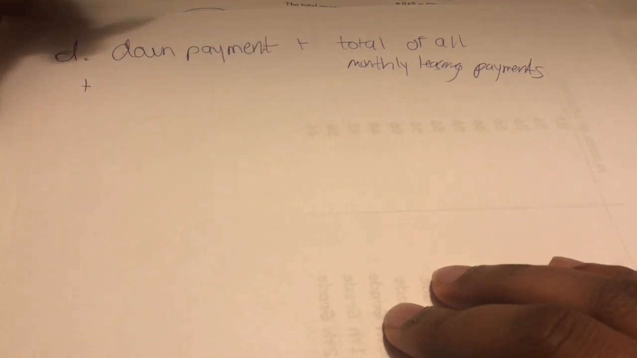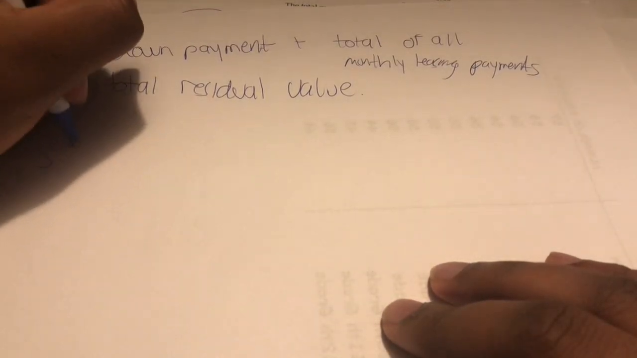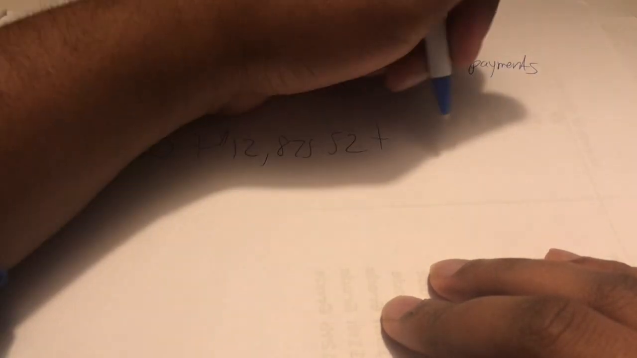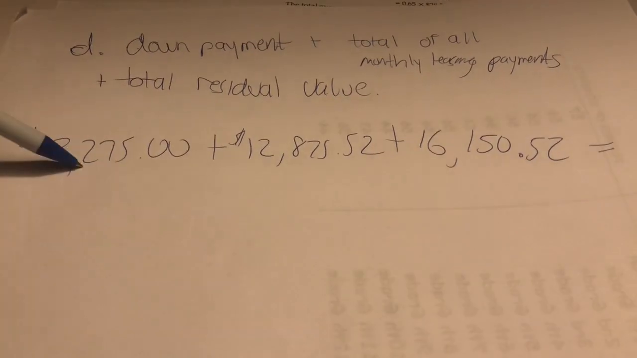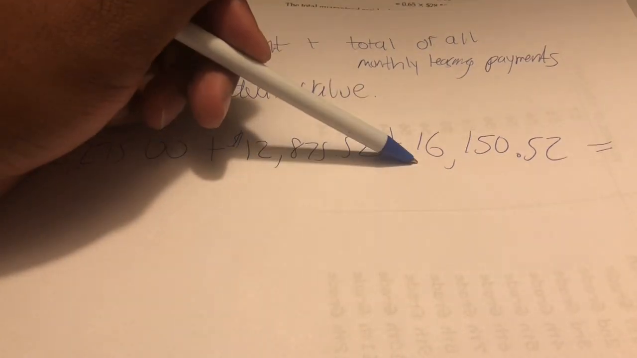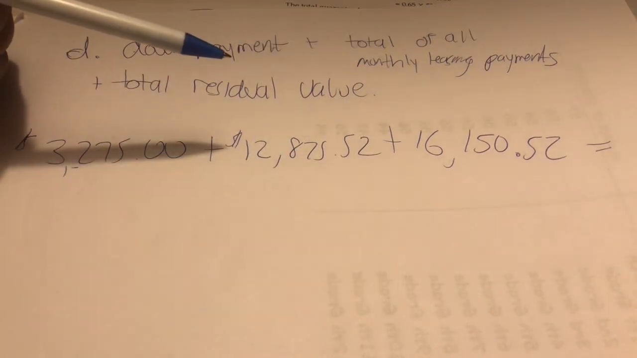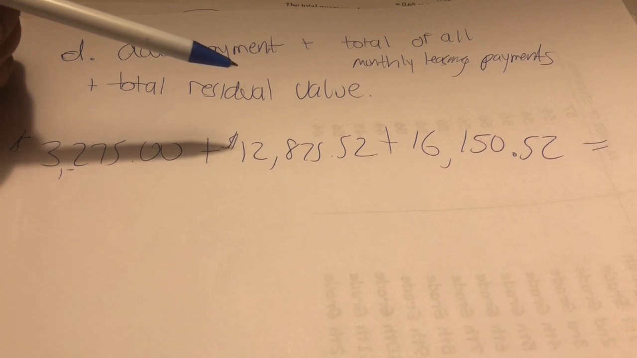Our down payment, the total of all monthly leasing payments, which we found in both answers, on top of the guaranteed residual value. In this case, what we're adding really is 3,275 plus $12,875.52 on top of 16,150.52. So that's the down payment, and the total for all of our monthly payments by the end of the lease. We found that in part B. And then in part C, the residual value in this case would have been the 20,000.